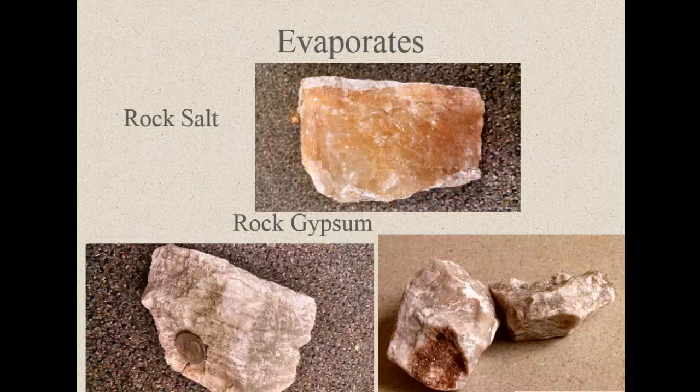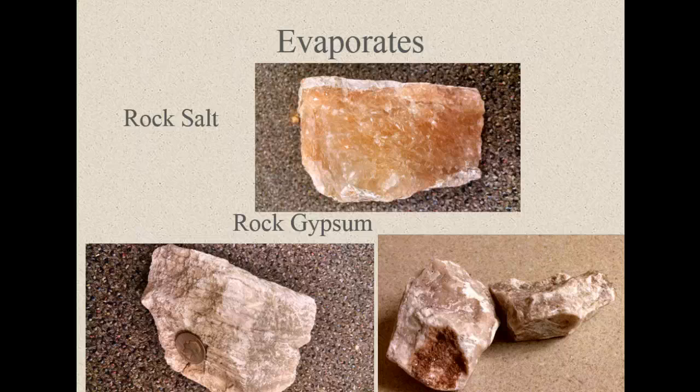Here we have some examples of some evaporites. Up at the top we see that we have a salt. This one's a pink salt, but rock salts can be pink, white, blue, gray, brown. The best way to identify them is through taste.